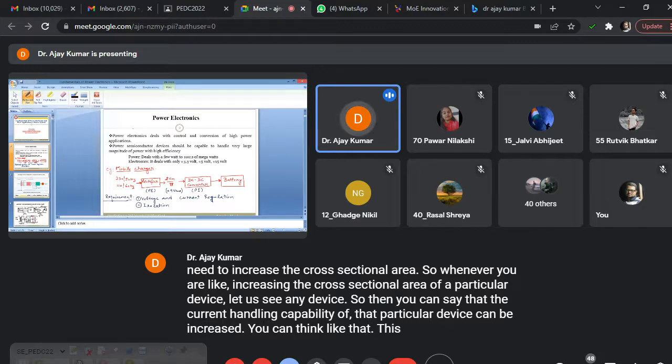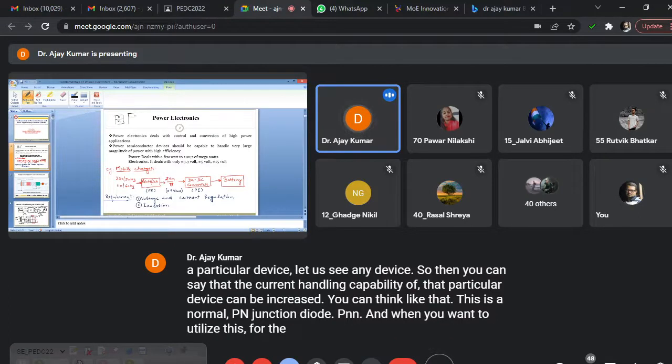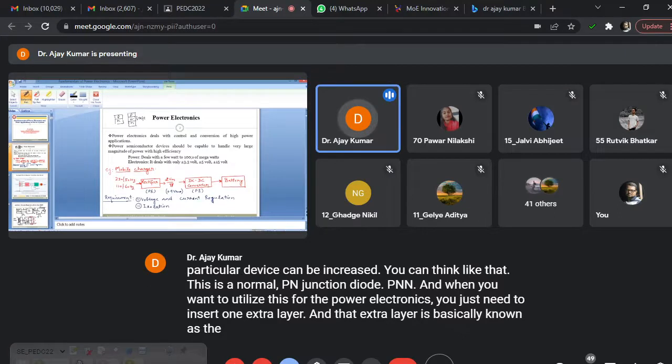This is a normal PN junction diode, P and N. And when you want to utilize this for power electronics, you just need to insert one extra layer. And that extra layer is basically known as the drift region. So this drift region will decide the power handling capability of that particular device.